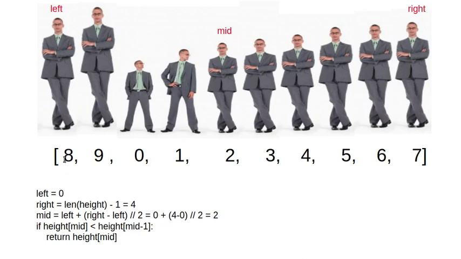There may be other cases as well. The smallest could be before the mid, or the smallest could be after the mid as well. So we need to check that condition. So now we have this many people, from 0 up to 9. We have 10 people standing here, and we need to find the smallest.